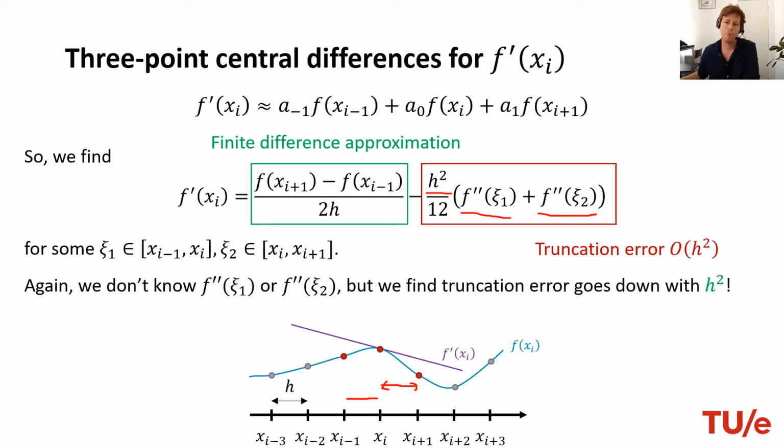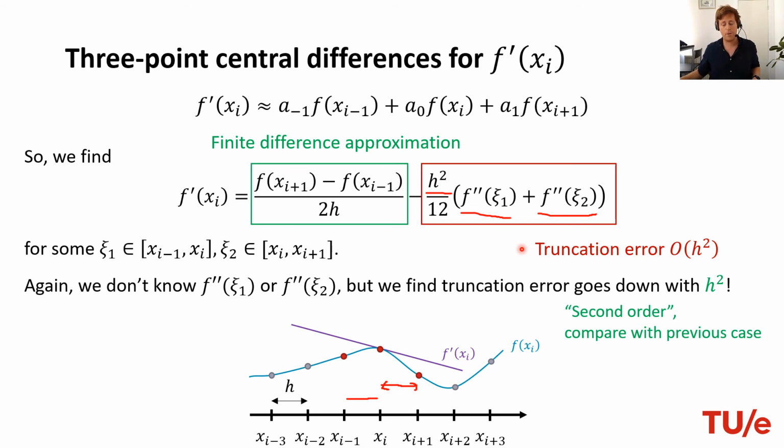And that's very important because as we make h smaller and smaller, h squared will go to 0 anyhow, and h squared goes to 0 faster than h. So this means that this truncation error will go to 0 quite fast. And this is what we call second order behavior.